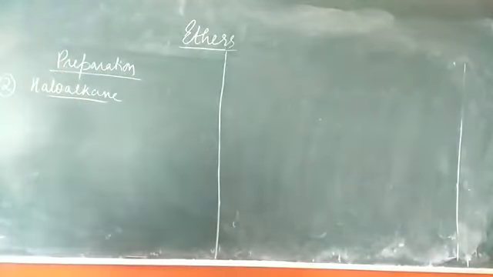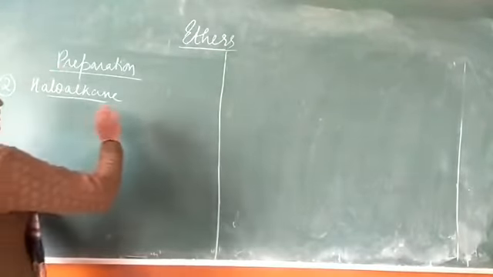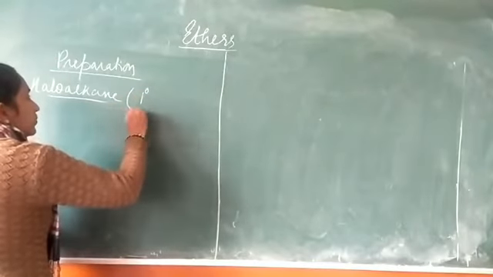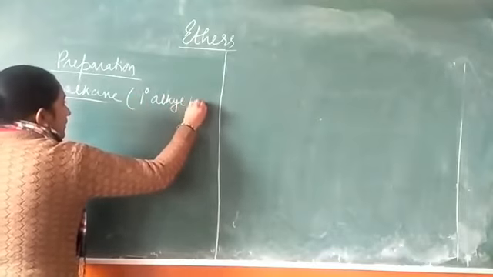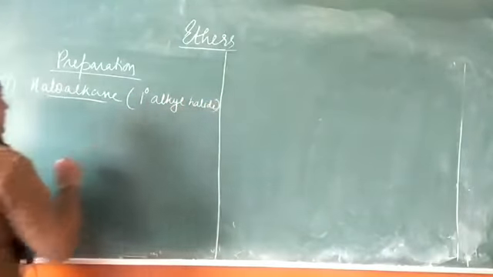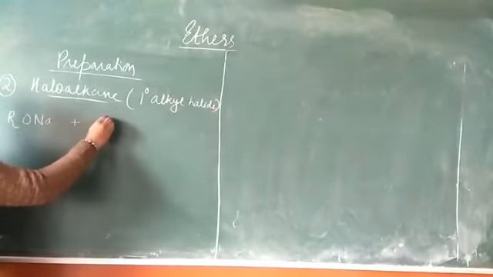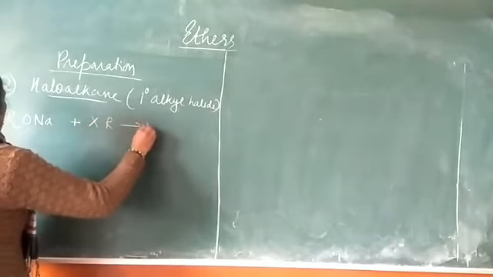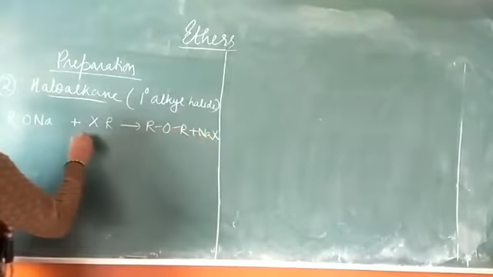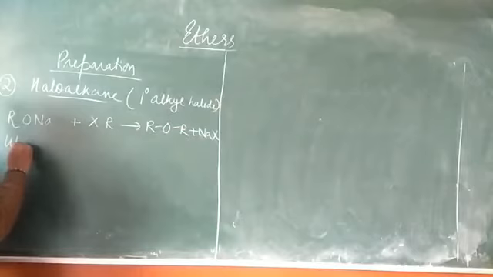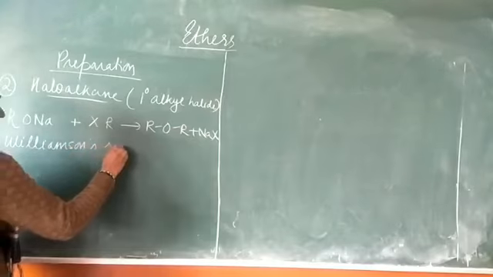Now coming to the haloalkane, the same story is here also. When we are preparing the ether from haloalkane, we prefer a primary alkyl halide, or primary haloalkane. Now let me write the reaction. It is RONa plus RX, and it will form ROR plus NaX. This reaction is known as the Williamson synthesis.